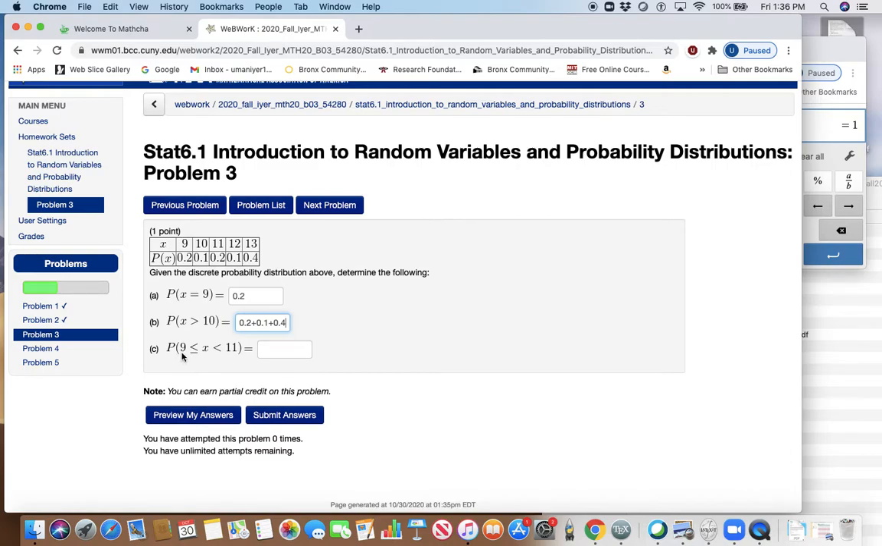This one says probability of 9 less than or equal to x less than 11. That means x equals 9 is okay. You are accepting the possibility that x be 9. On the other hand, x has to be less than 11. So x cannot be 11. So the only options here for x are 9 and 10. So I'm going to add these two numbers. 0.2 plus 0.1, because x is allowed to be any one of these.